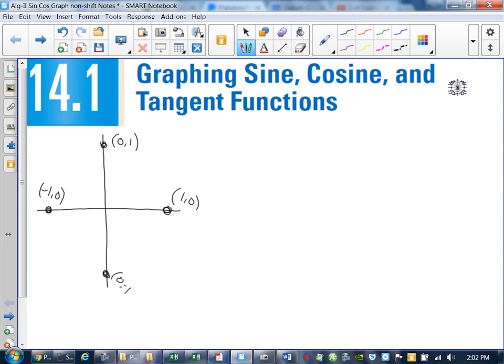So what happens is, as you go around the circle, it takes you 2 pi to get all the way around. And after you go around once, it just repeats itself. If something repeats itself along the same cycle, it's called a periodic cycle. It's the same thing happening over and over and over again.